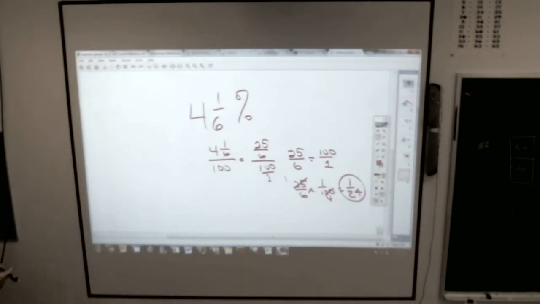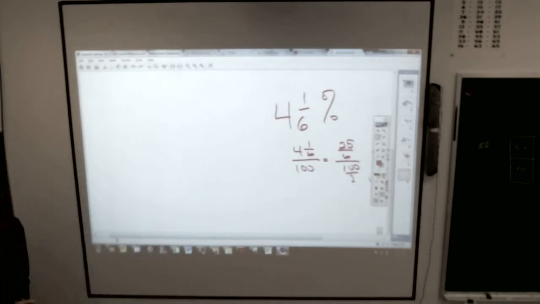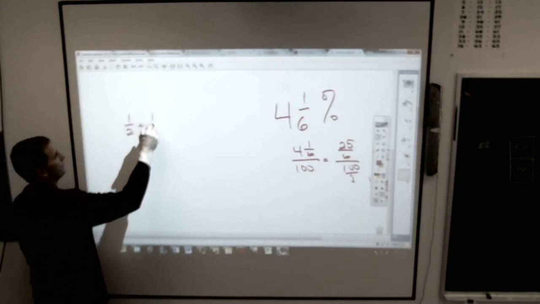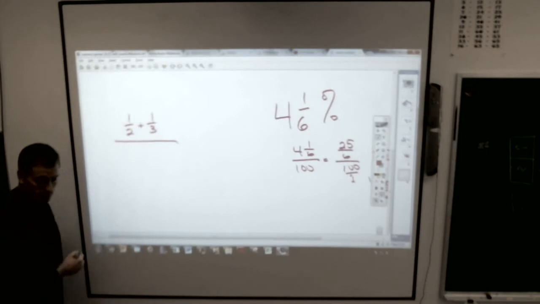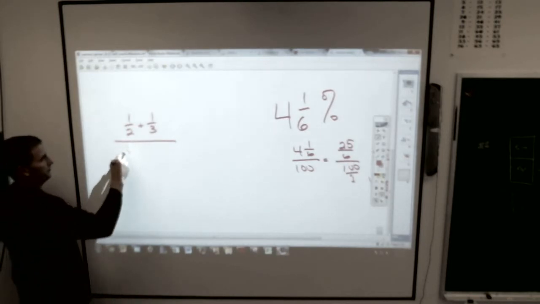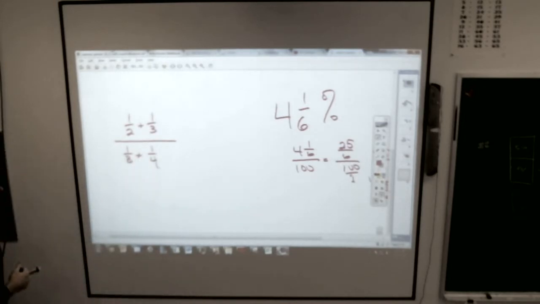Yes? Okay, here we go. Now, the most complex of all. Write this one down. 1/2 plus 1/3 all over 1/3 plus 1/4. Tell me that don't look complex.